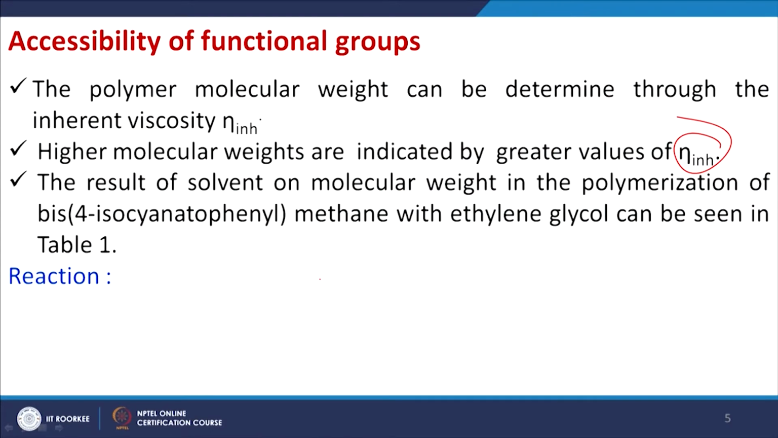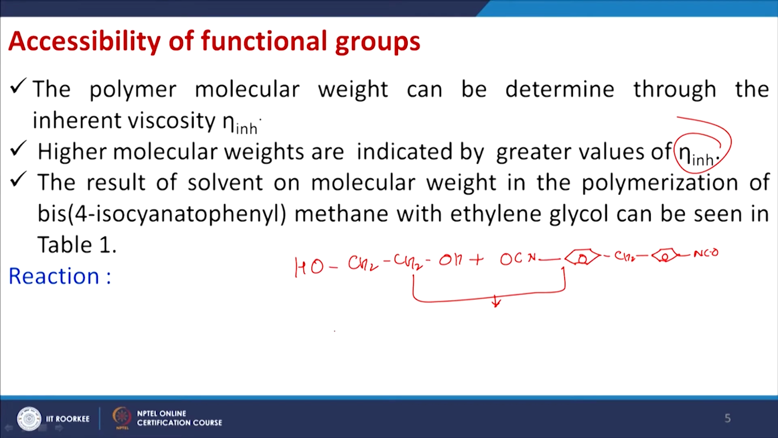But before we go to the table, here the reaction is HO CH2 CH2 OH plus OCN, CH2, NCO, giving a polyurethane with C double bond O, NH, CH2 linkages. Now this is my reaction.